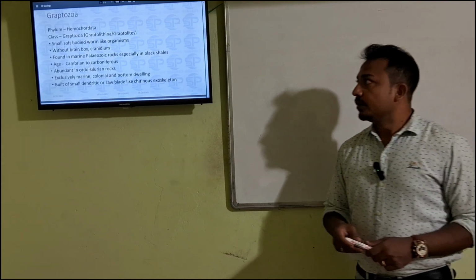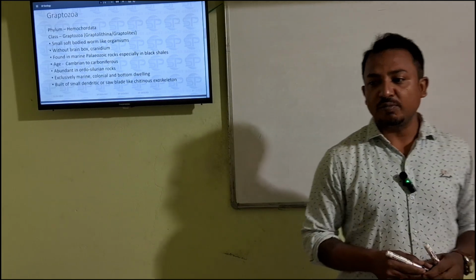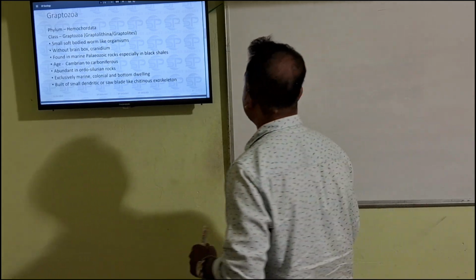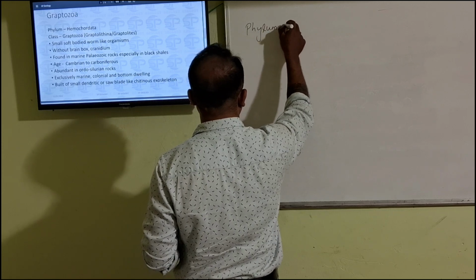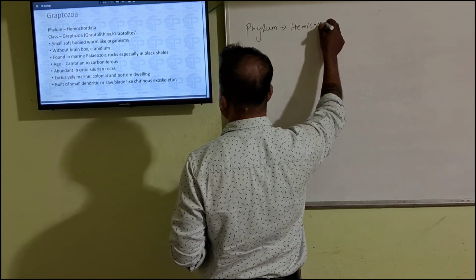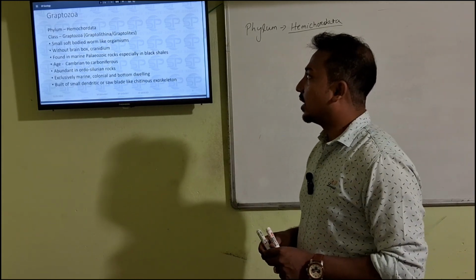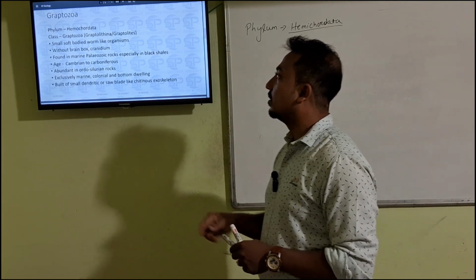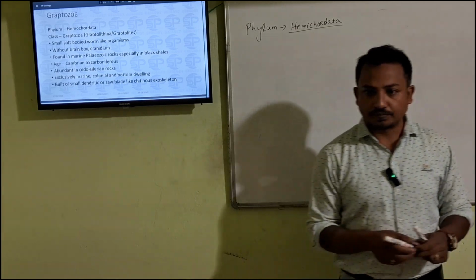Let's see about Graptozoa. Graptozoa belongs to phylum Hemichordata. Then the class is Graptozoa, or Graptolithina, or Graptolites.